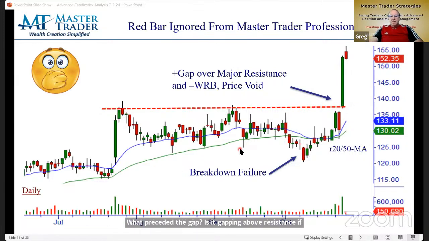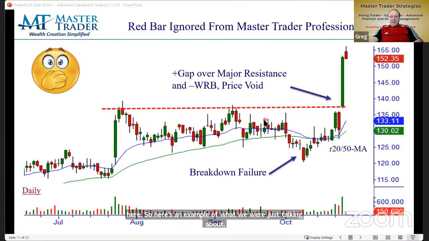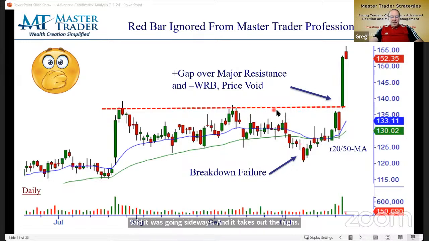So as I look at this chart, where there was a lot of sideways price action, which communicates indecision and confusion, and then it breaks down. And notice this candle right here. So here's an example of what we were just talking about, that it was going sideways and it takes out the highs. It comes next to the next resistance area. We don't know. It could have closed up there. We could have got a green candle that closed up there, and that would have been positive.